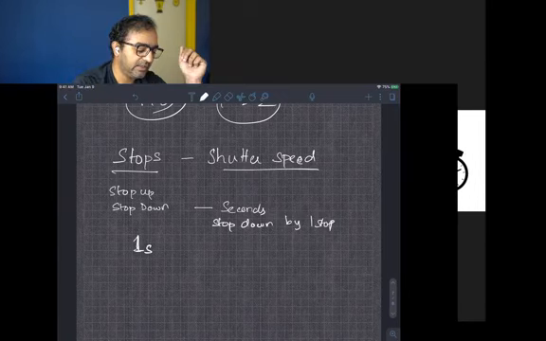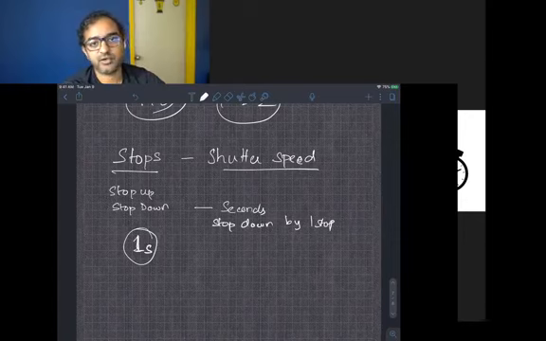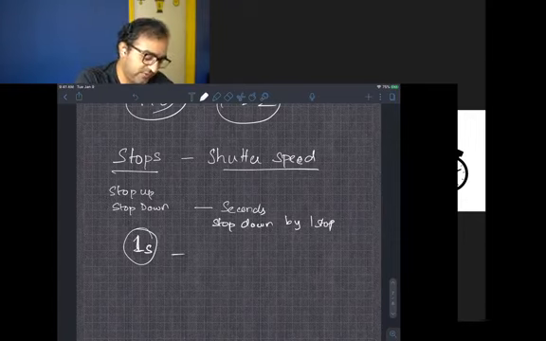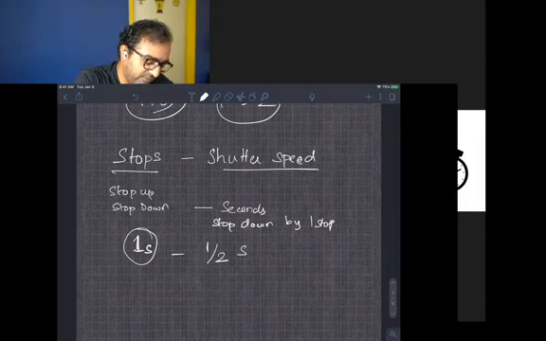So we have a 1 second exposure. What is one stop down from 1 second? How do I make a 1 second exposure half as bright? The answer is obvious. I just shoot it for half the time. So I shoot it for half a second. So this is one stop down.